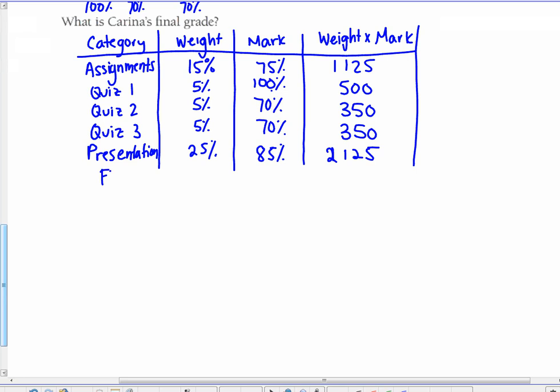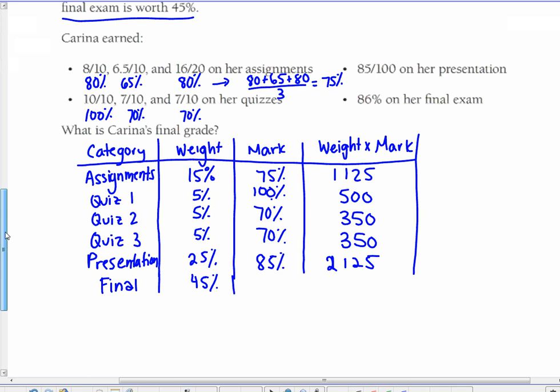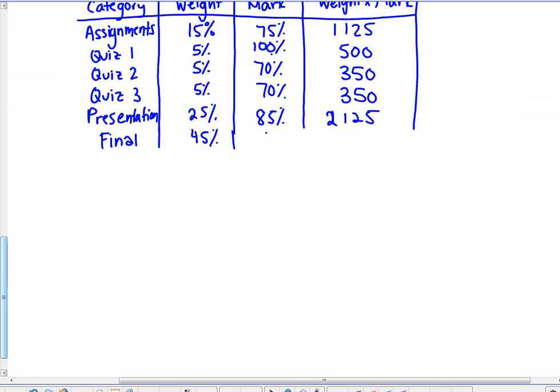Lastly, she has a final exam. What's the final worth? 45%. Her mark was what on her final? 86. So 45 times 86. You get 3,870.